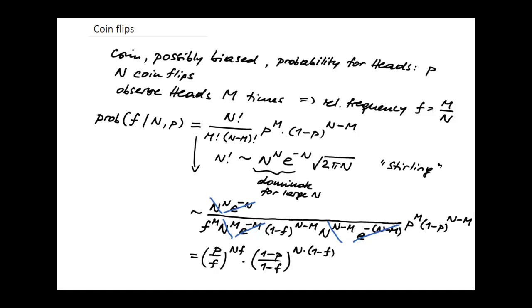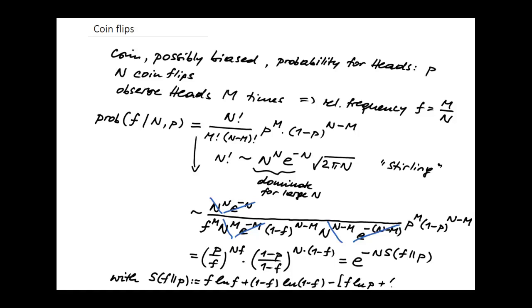And this finally I would like to write in the form e to the minus n times, and now I introduce a new quantity which I call S(f||p), with the double vertical line between the f and the p, which is defined in the following way. This function, that is f times log f plus (1 minus f) log (1 minus f), minus, and then in a square bracket, f log p plus (1 minus f) log (1 minus p).